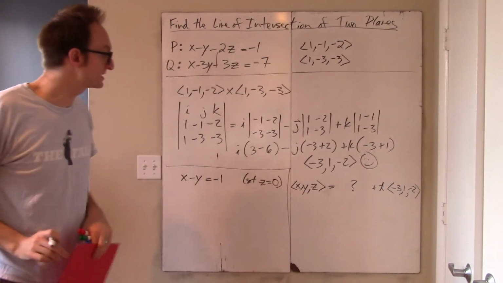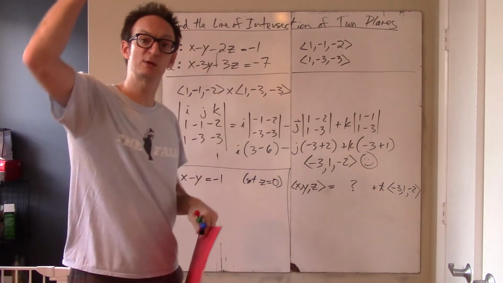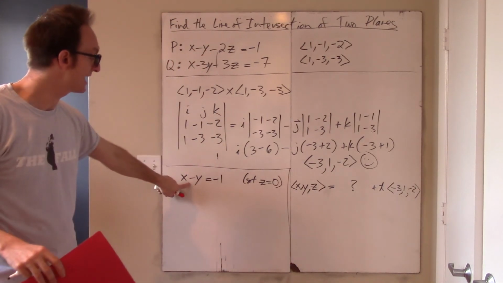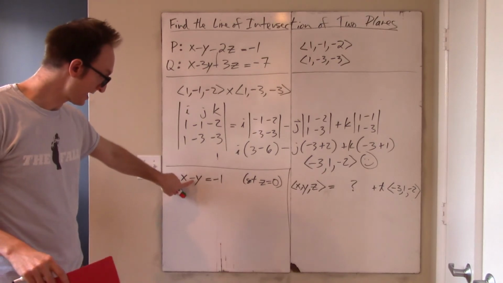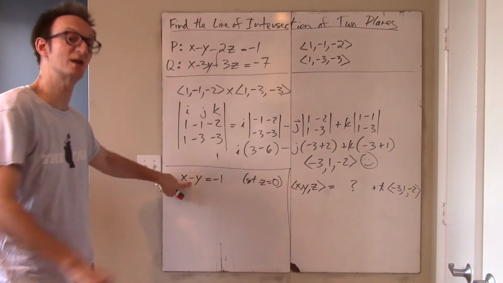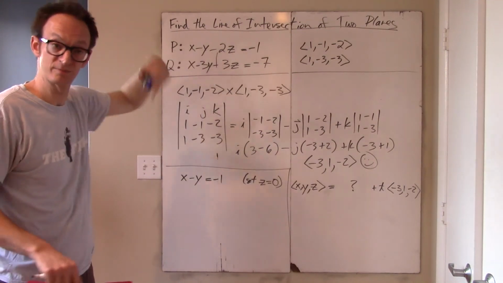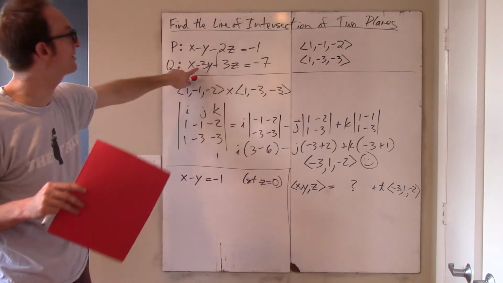But instead of setting z equal to 0 mindlessly, I set z equal to 0 with the understanding that what I end up with is a line, and this equation is the equation of the line where this plane meets the ground, the xy plane. And now I just do it again.